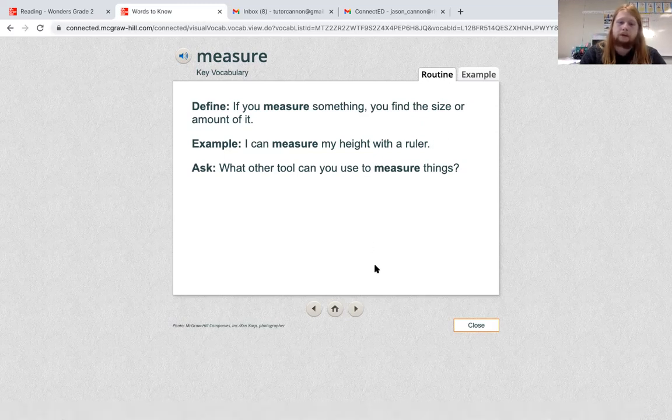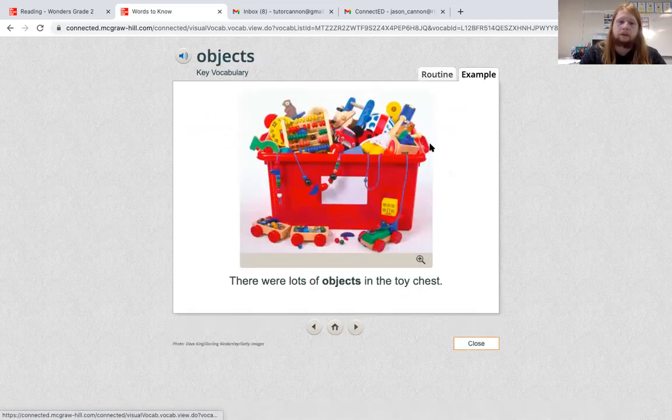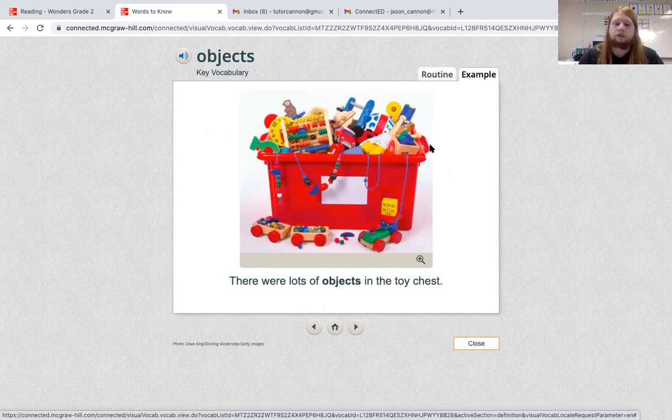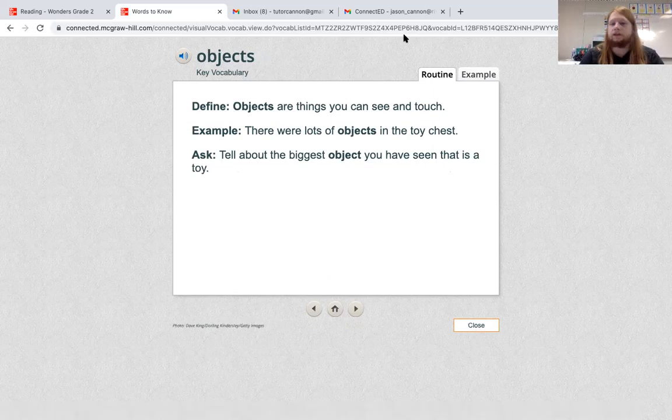All right, let's look at the next one. Objects. There were a lot of objects in the toy chest. Objects are things you can see and touch. So that's a bit general, meaning that a lot of things fall into that category. Because my pen's an object, this remote's an object, that paper clip I threw over my head's an object.